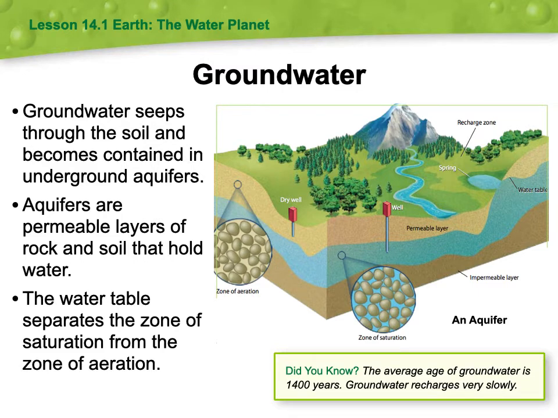Aquifers are layered with different types of rock, usually impermeable rock underneath and semi-permeable to permeable rock above. Permeable means that there are enough spaces for that water to seep into, and when it reaches that bedrock or impermeable layer at the bottom, it will sit on top of that layer. Then the water table separates the zone of saturation from the zone of aeration.